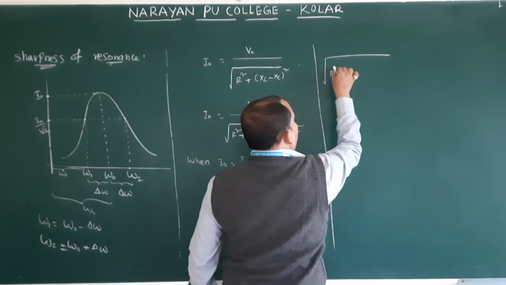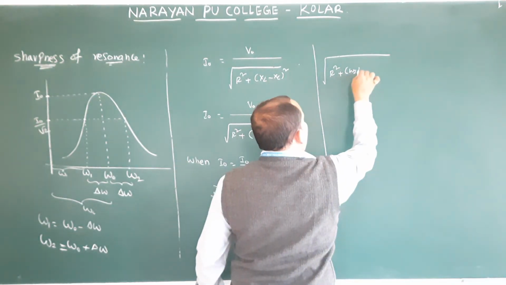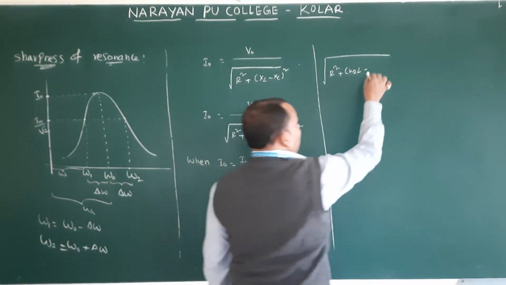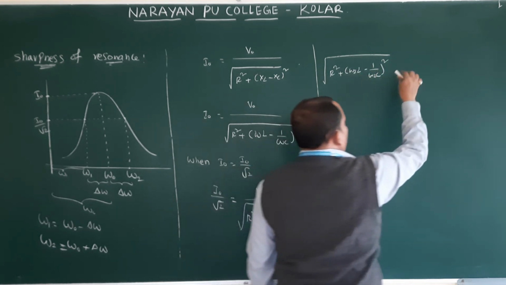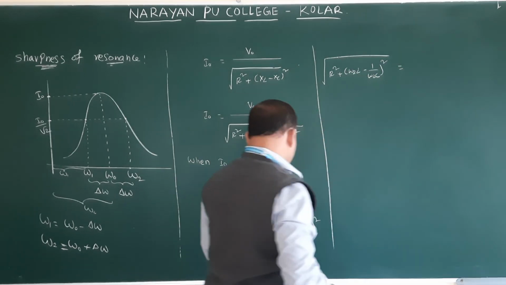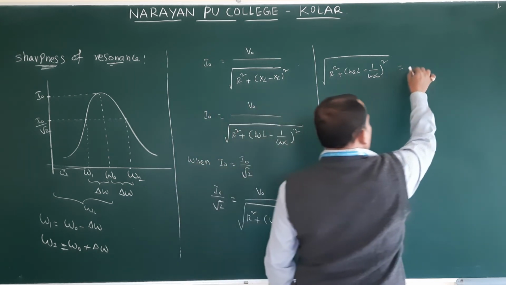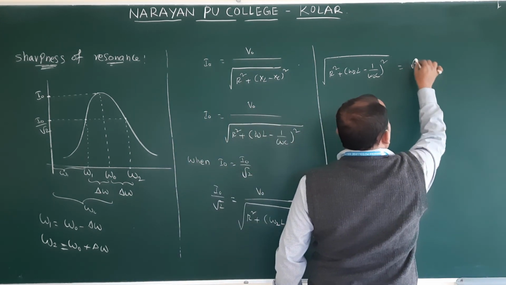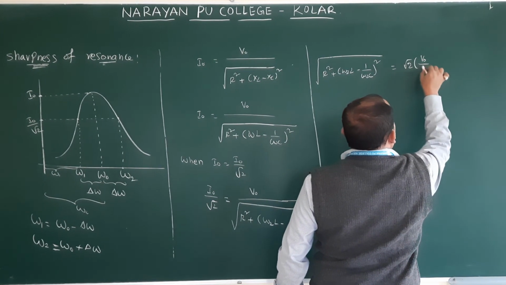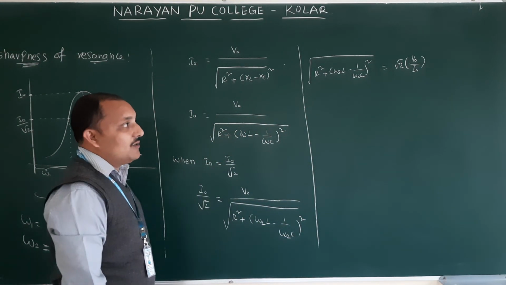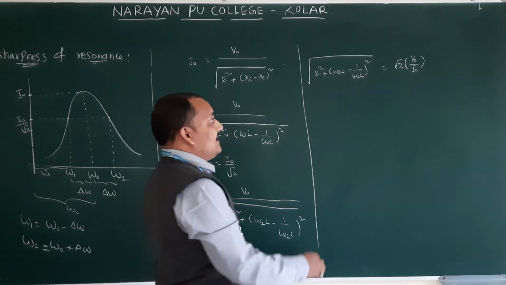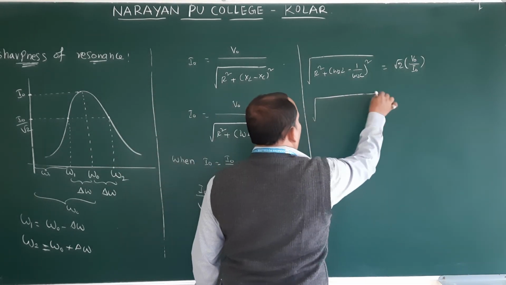Root of R square plus (omega 2 L minus 1 by omega 2 C) whole square is equal to root 2 times V naught by I naught. What will we write? Voltage by current is nothing but resistance. Therefore, how will we write?